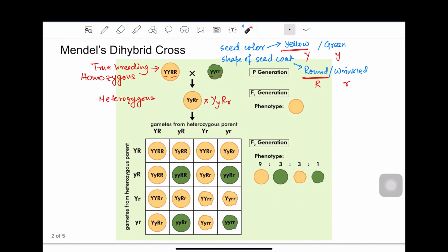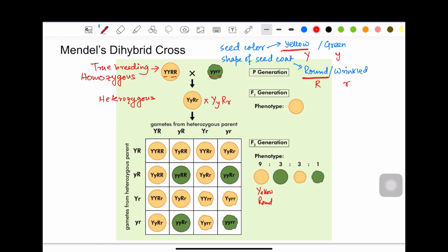According to this law of independent assortment given by Mendel, these four types of gametes form independently of each other, and they all form in equal probabilities. Now when you draw the Punnett square, you can find out the progenies that are generated in the F2 generation and what the ratio will be. The phenotypic ratio will be 9 to 3 to 3 to 1, with 9 being yellow and round.